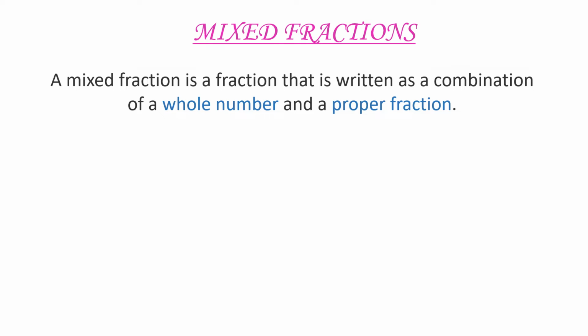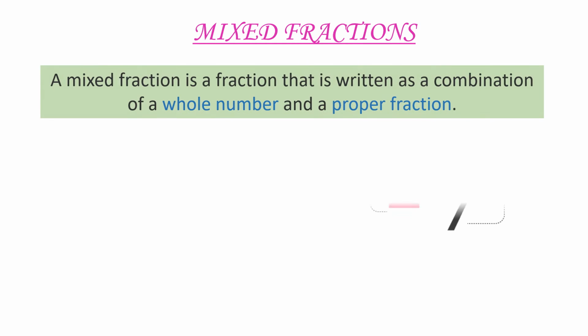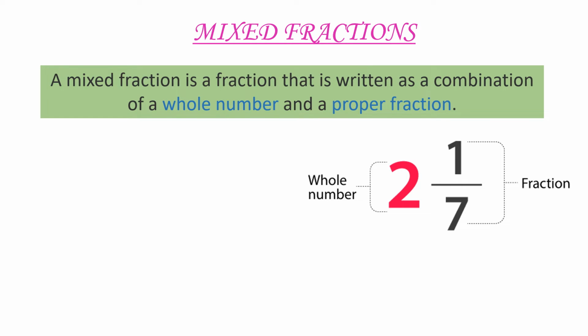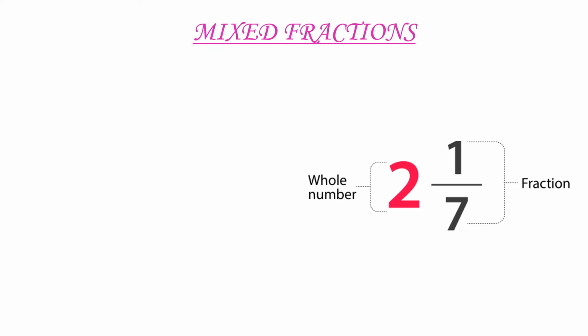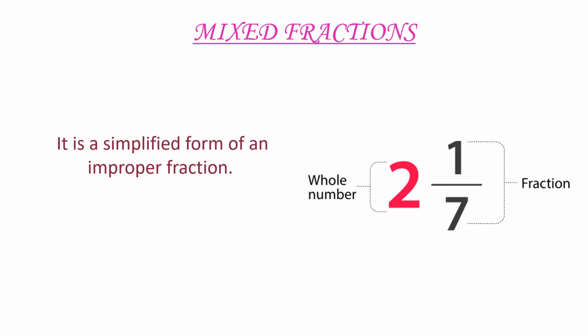Mixed fractions. A mixed fraction is a fraction that is written as a combination of a whole number and a proper fraction. As we see, 2 is the whole number and 1/7 is the fraction form. It is a simplified form of an improper fraction. Let's look at some examples. We can say 4 2/3 and 5 7/10 are mixed fractions.